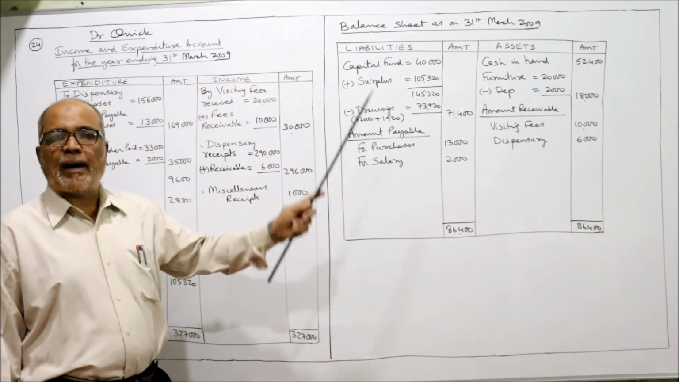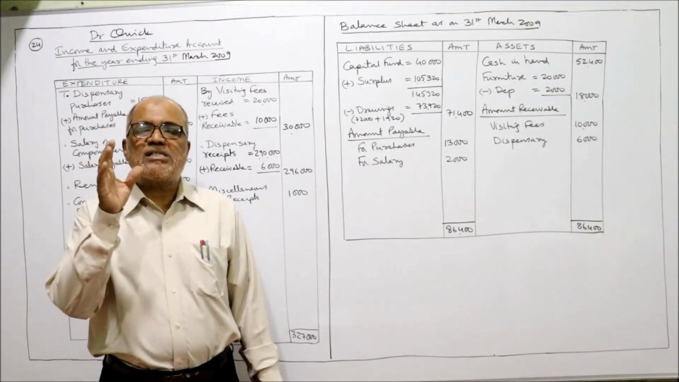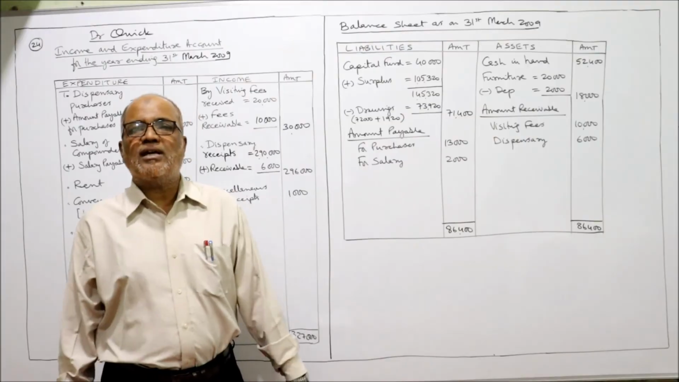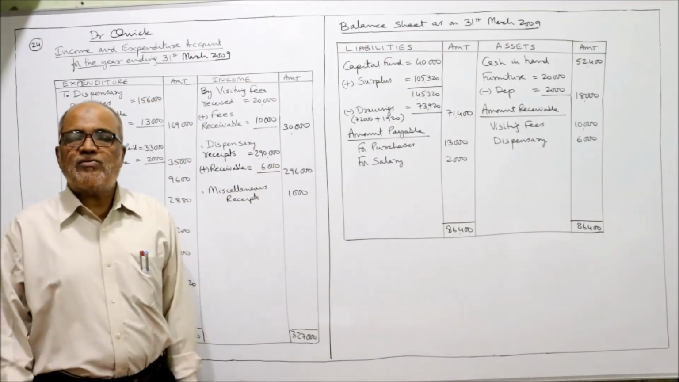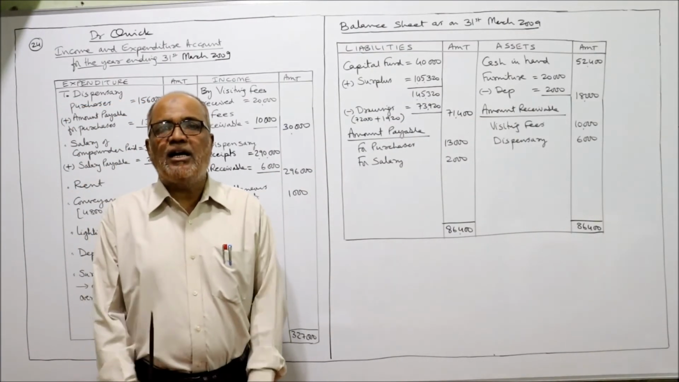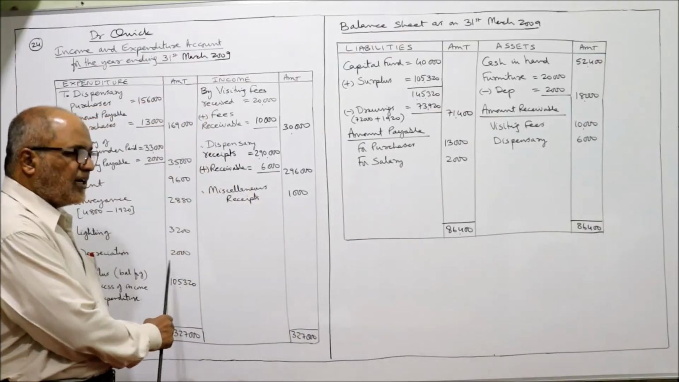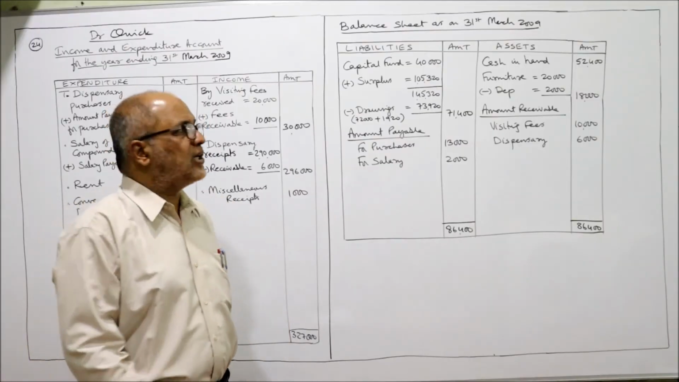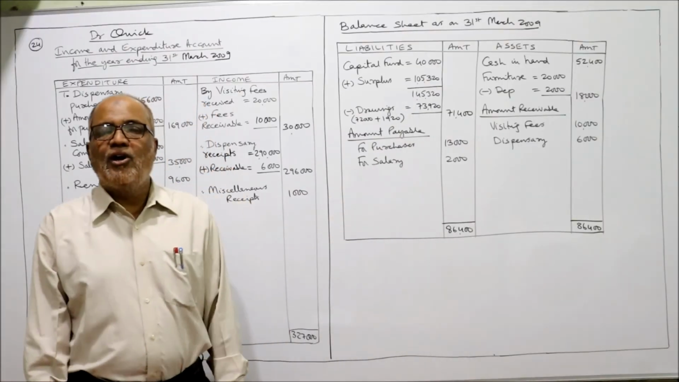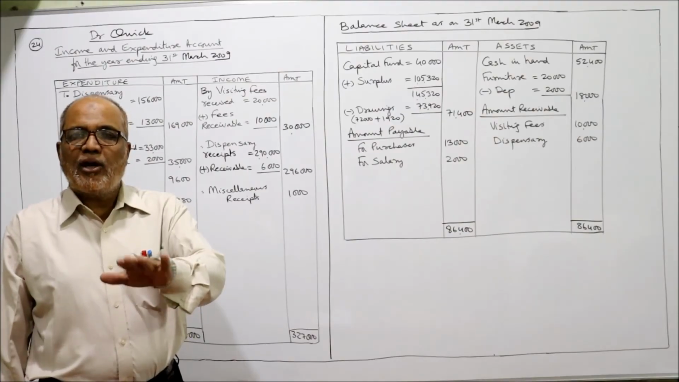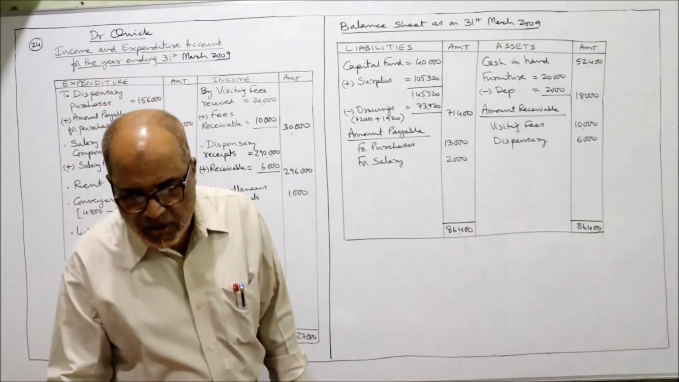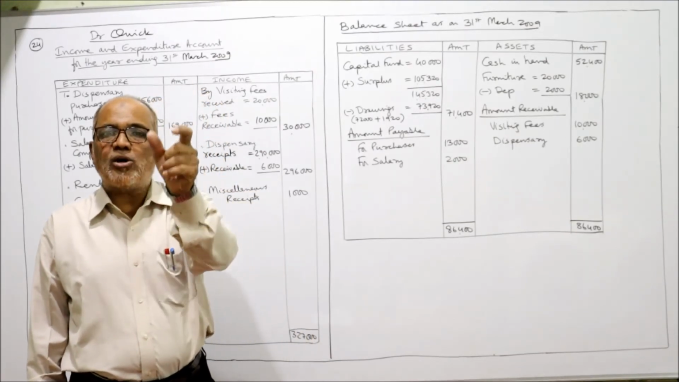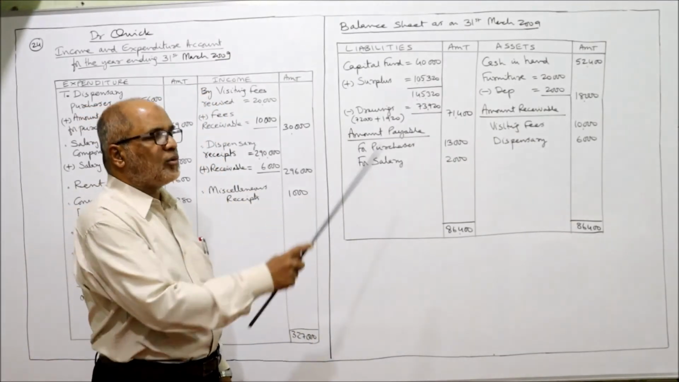Balance sheet liability side, capital fund. Dr. Quick started business by investing 40,000. So that 40,000 is the capital fund. To this we add the surplus earned during the year. Just now we have calculated in income and expenditure account, surplus earned is 1,05,320. Add up, it will be 1,45,320. From this we deduct drawings. Drawings are 72,000. 72,000 rupees are the drawings on the payment side. So I have taken 72,000.